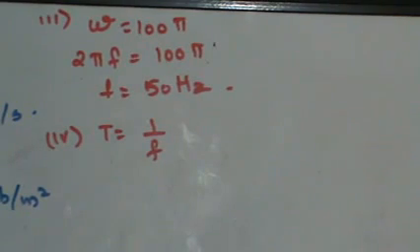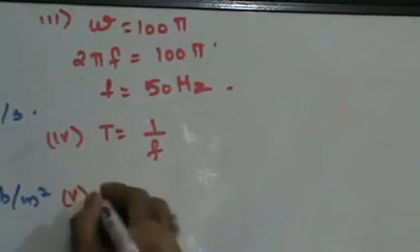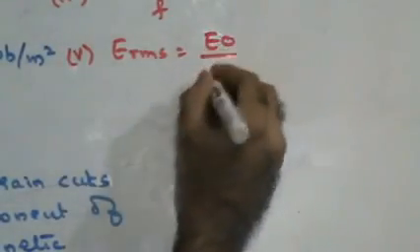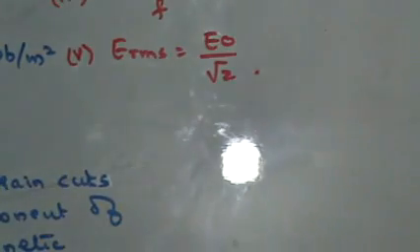Last thing they've asked me to find out is the RMS value of EMF. Peak value of current I've already found out. ERMS is E0 upon root 2. I already know the value of E0, so I should be able to get the value of ERMS.